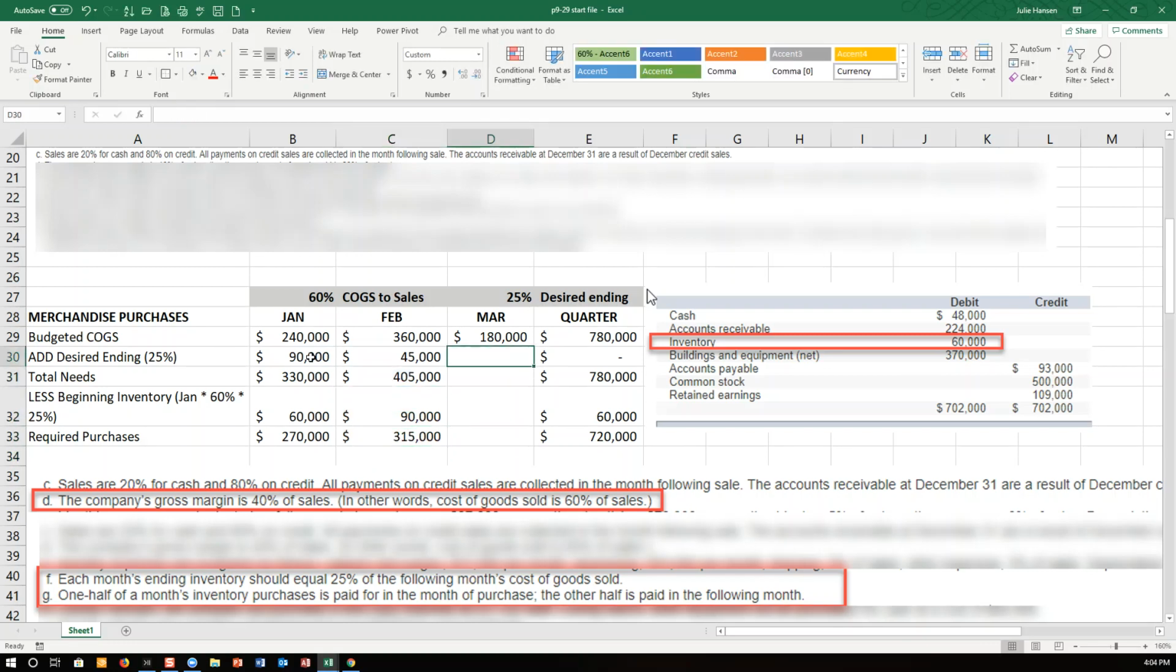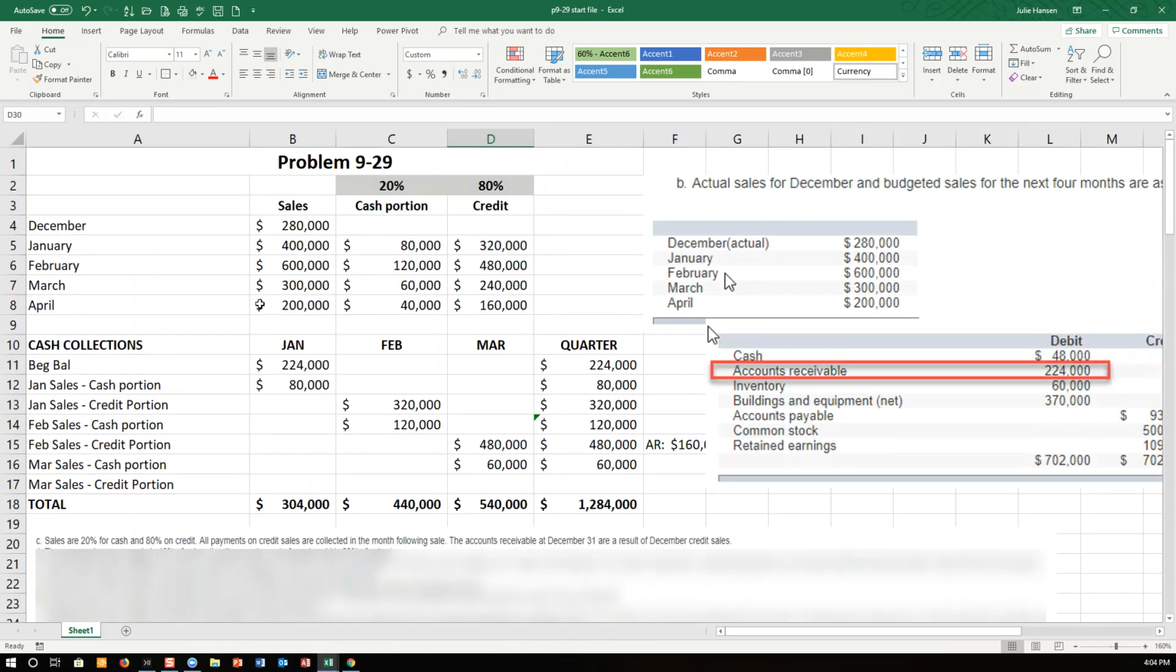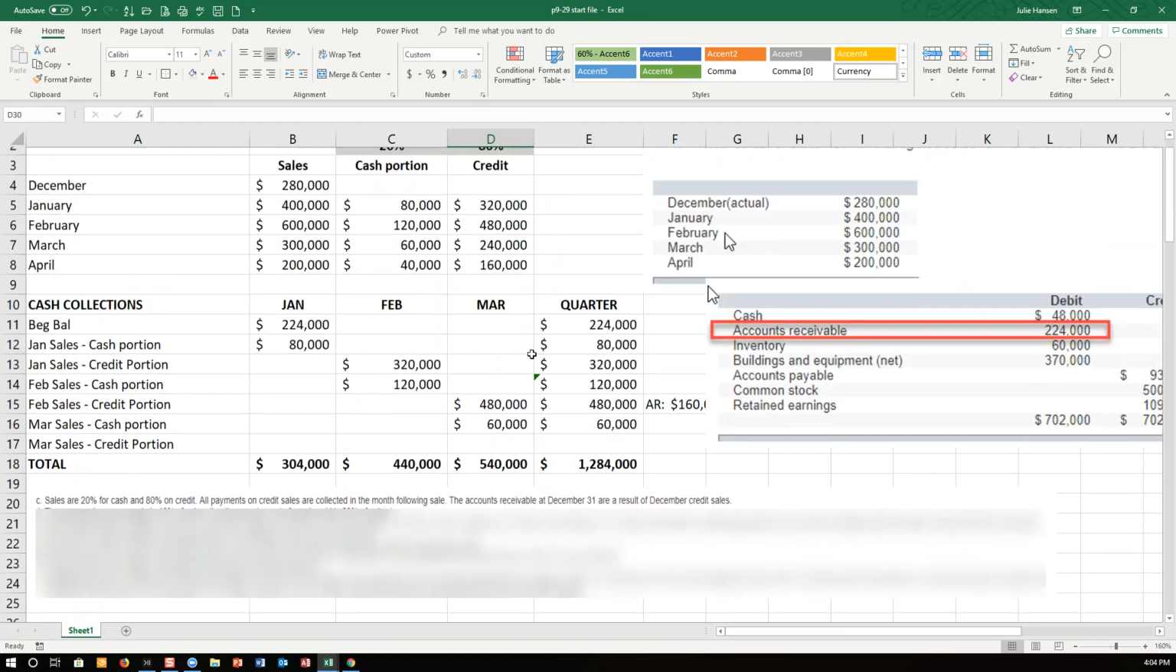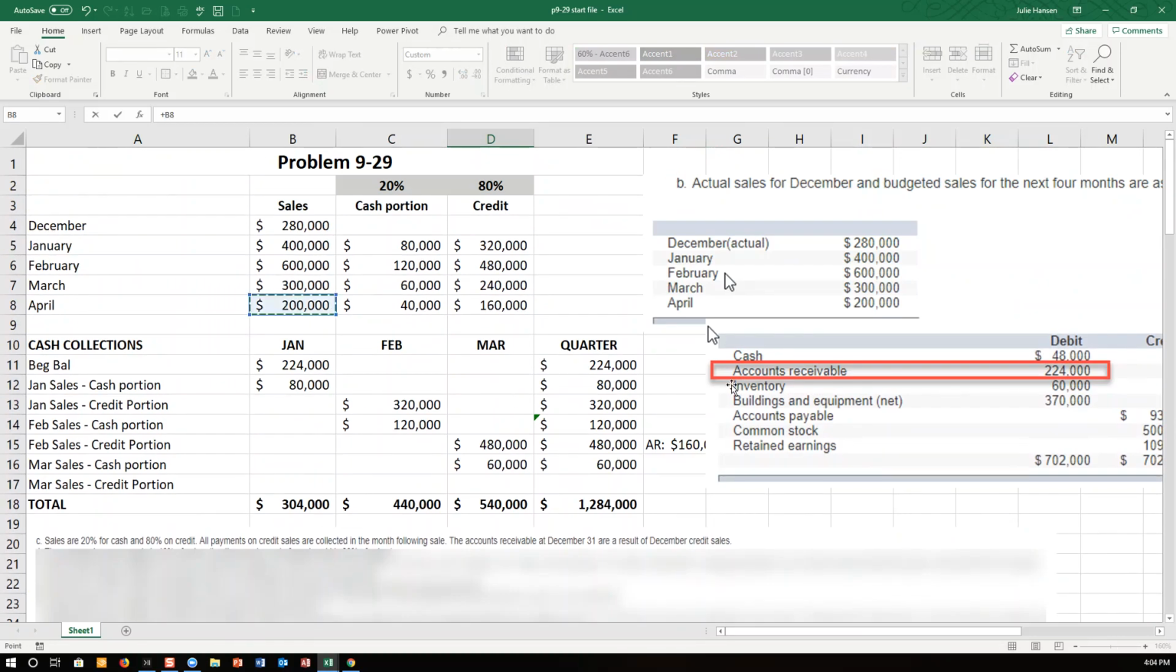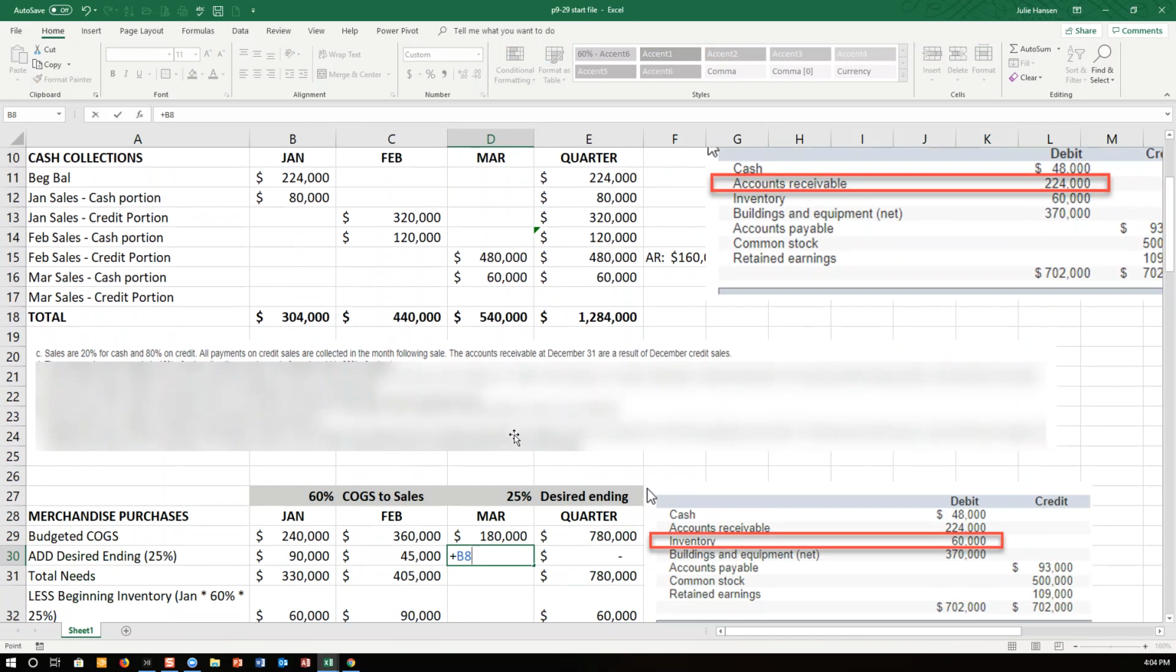Okay, so what's my desired ending inventory for March? Well, now I kind of need April's numbers, don't I? Let's go back up here and look at that. They gave it to us. Wow, $200,000. So I'm going to take that $200,000. Now this is kind of tricky because remember, that's not the cost of goods sold. The cost of goods sold is actually 60% of sales, and I need 25% of that.